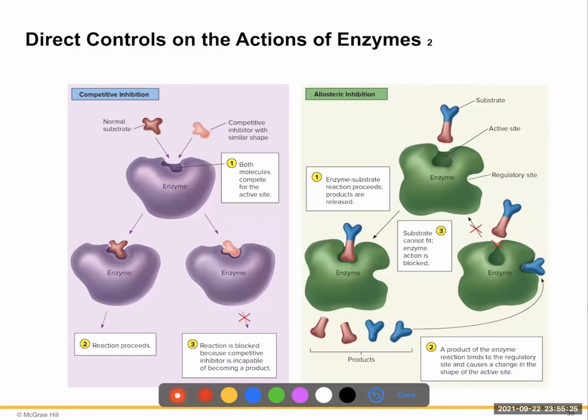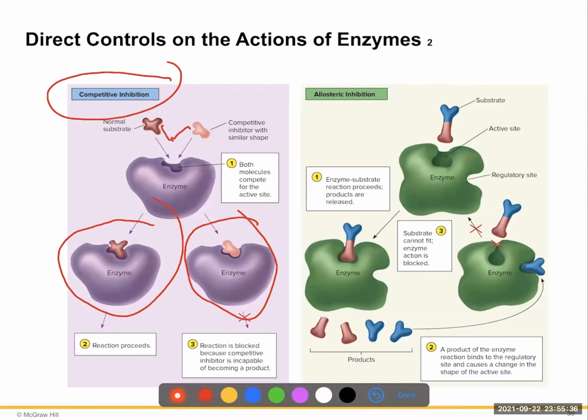Okay. So this is competitive inhibition. You can see these have the same shape and one of their molecules, so they can bind to there. So here's your substrate, you get your reaction. If the non-substrate binds to it, you get no reaction. So both molecules compete for the same site.